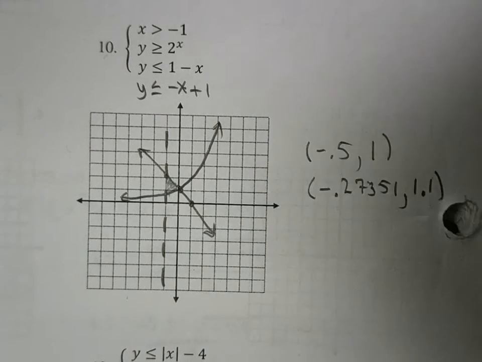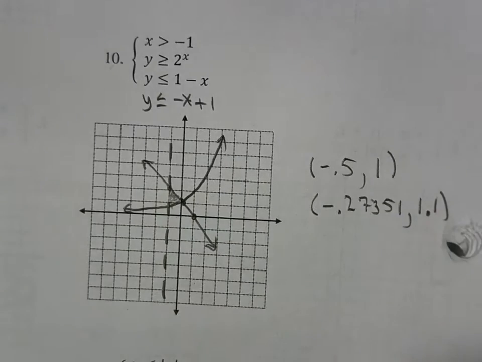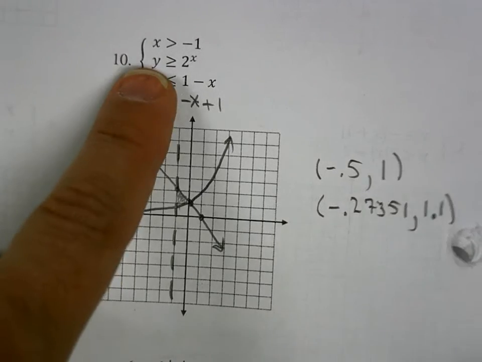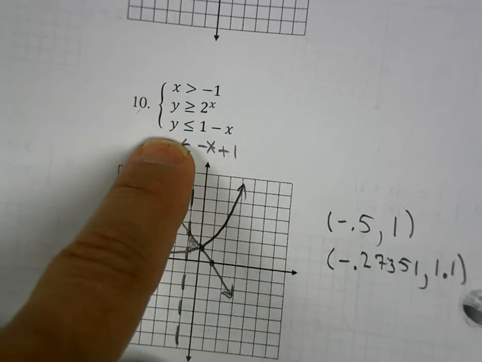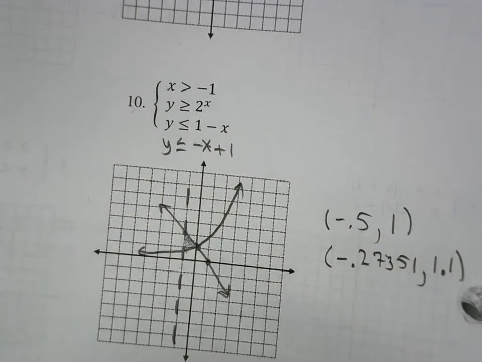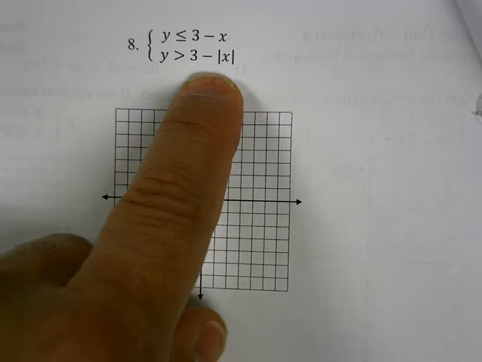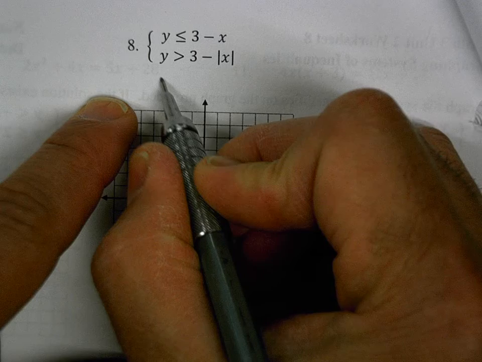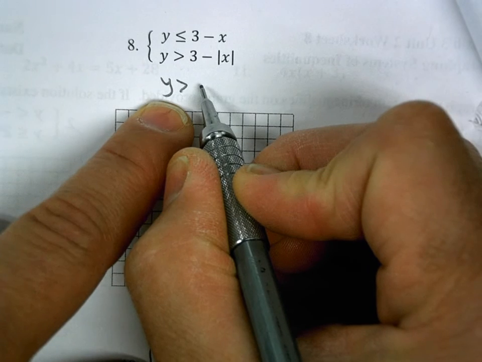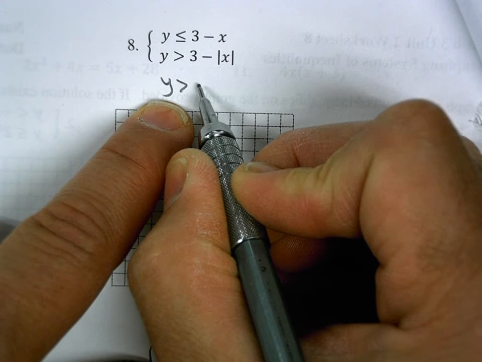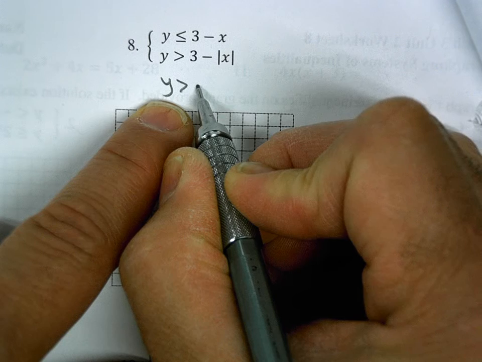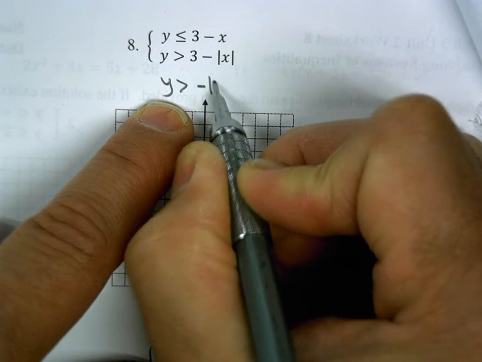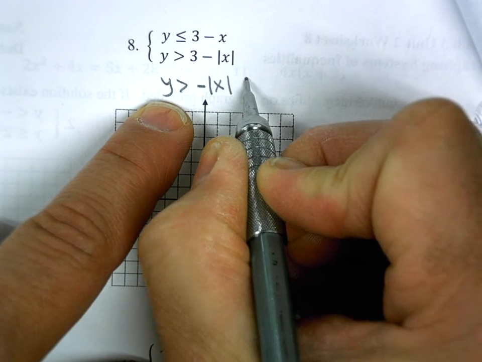Okay, so do we understand the assignment as far as what we have to do? Yeah. We graph it, whether it's dotted or solid, and then we shade where they would overlap. And I think all of these graphs, for the most part, we know how to graph. Y is greater than negative absolute value of x plus 3. So 0 left, up 3.